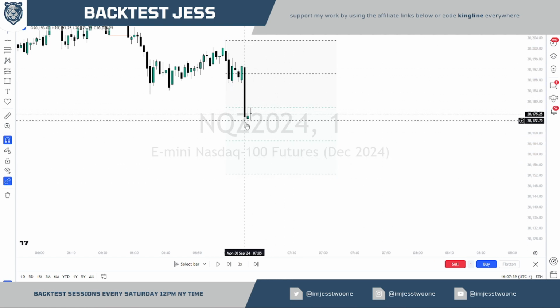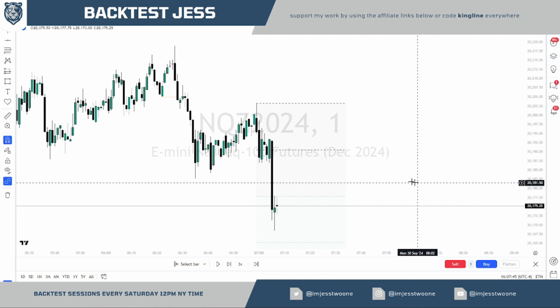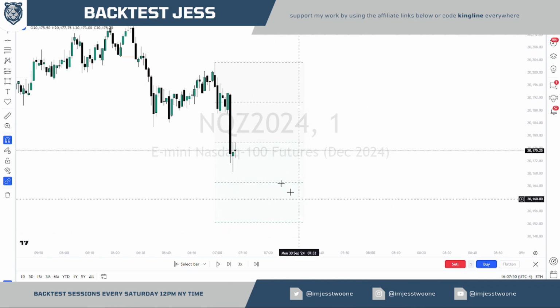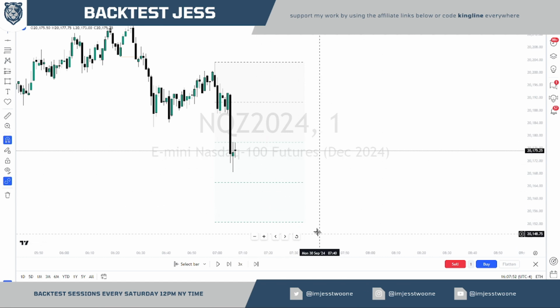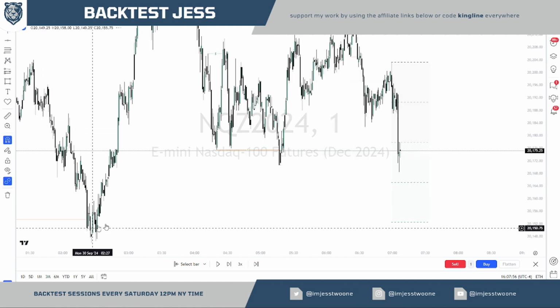And why? Because at this point we've retraced into EQ and used that as resistance. So this is again just experimental. This is kind of what I've used in the past to see, okay, how far can this possible level project forward if this is in fact displacement and we're going to see the other side.